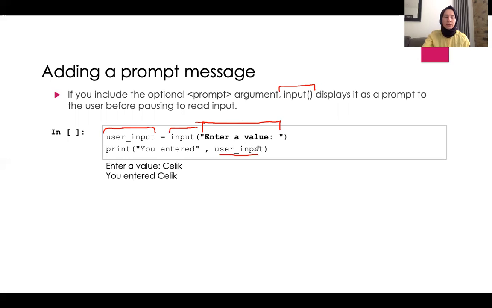When we run this piece of code, it will show the user this one, enter a value, right? Then I entered my last name, which is Celik. Then it returned me back, you entered Celik. So this is how you can get an input from the users, and this is how you can use it inside your code.